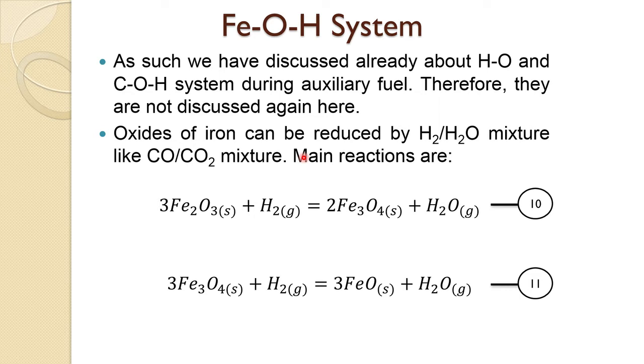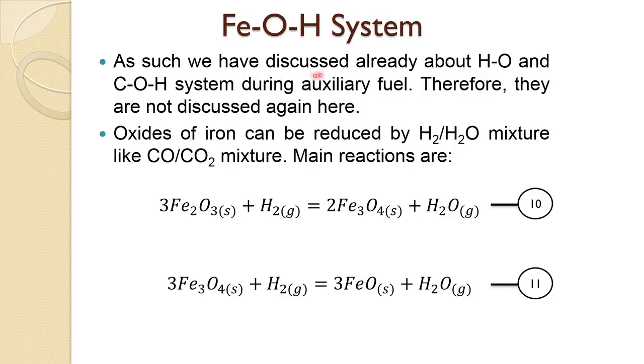Now, we come next to the iron oxygen hydrogen system. As you know, in the blast air, sometimes you put moisture, and you would be aware that hydrogen has more reducing power than carbon, and so many times to increase the reducing power of the gas, you use hydrogen. So, either through oil or sometimes putting some moisture or water, as we have already discussed in the previous lectures.